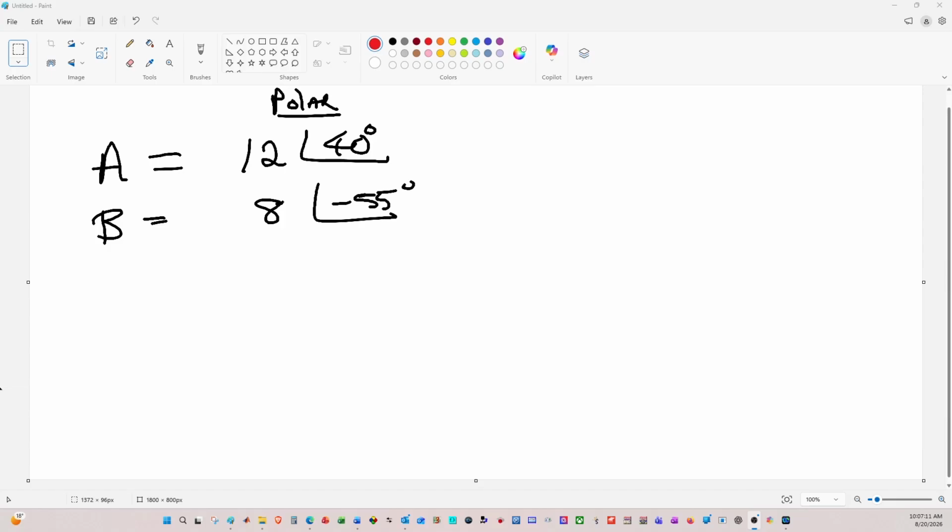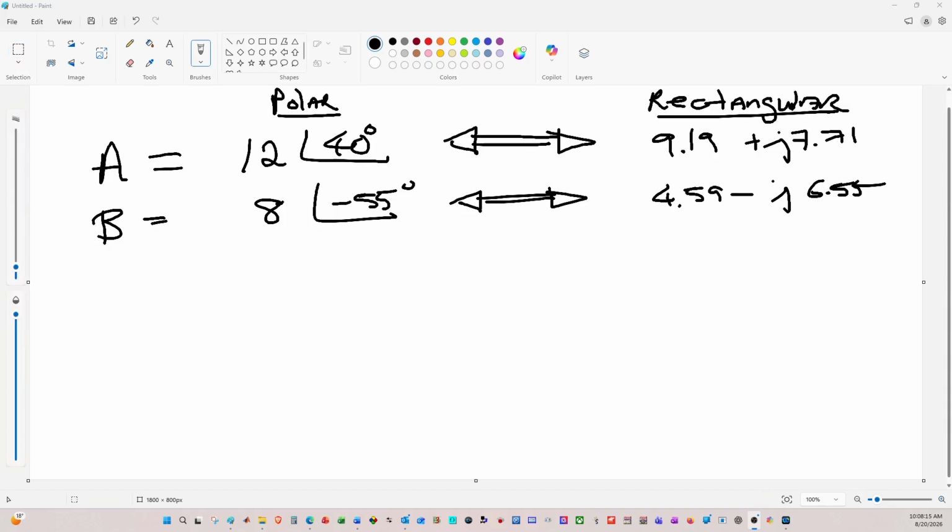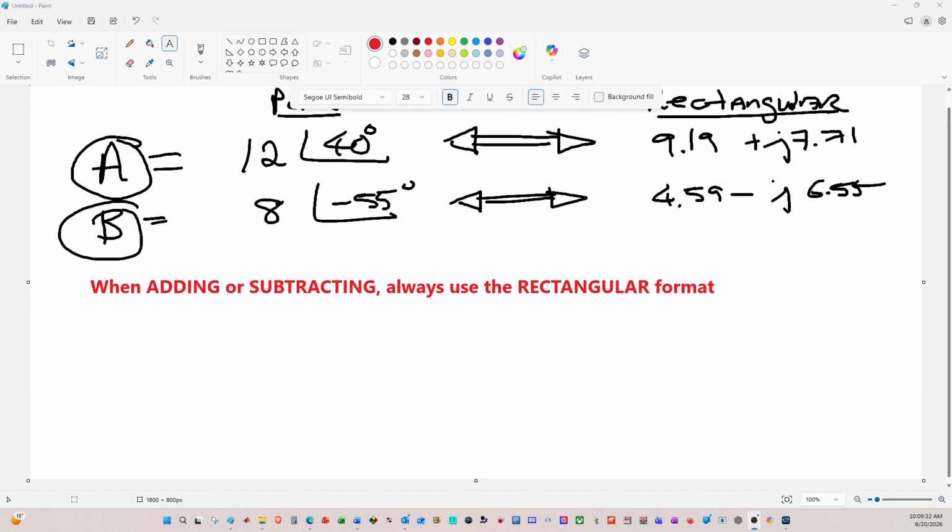Now what we need to do is immediately convert them to the rectangular format as well, because sometimes you're going to use the polar format and sometimes you're going to use the rectangular format. I have quickly done this using my calculator. In the case of A, the rectangular format is 9.19 plus j7.71. In the case of B, the rectangular format is 4.59 minus j6.55.